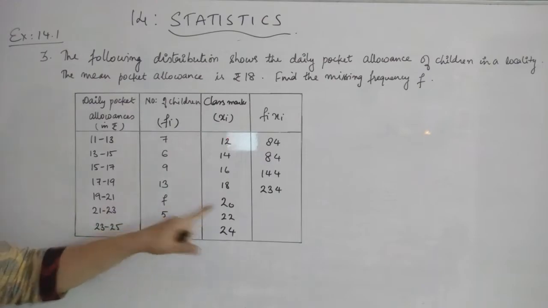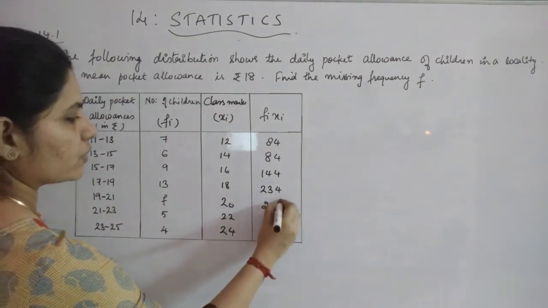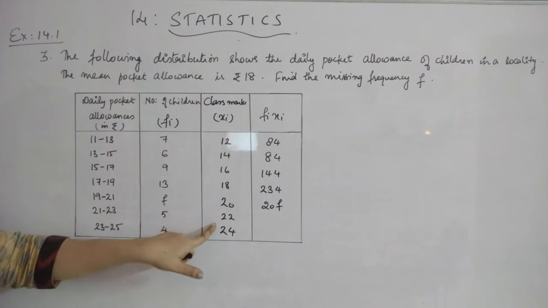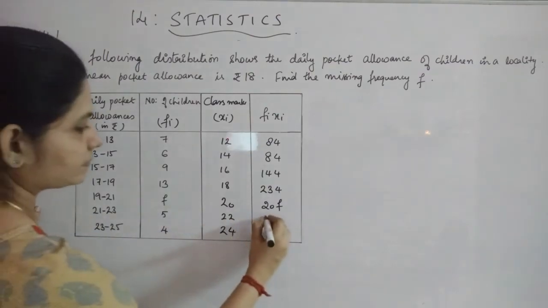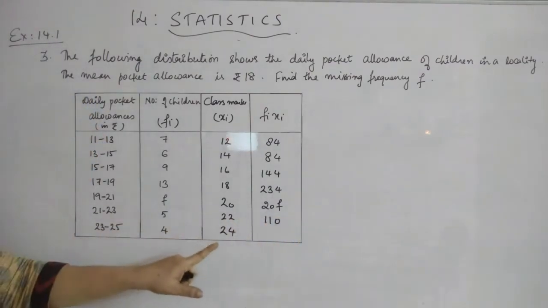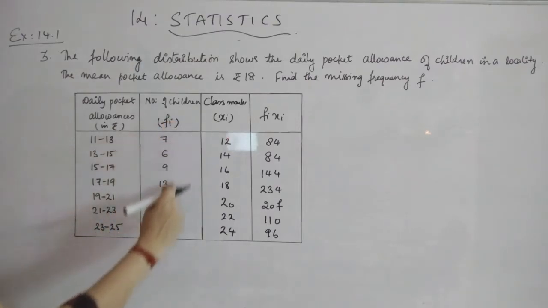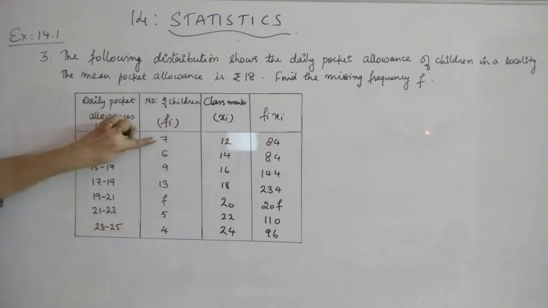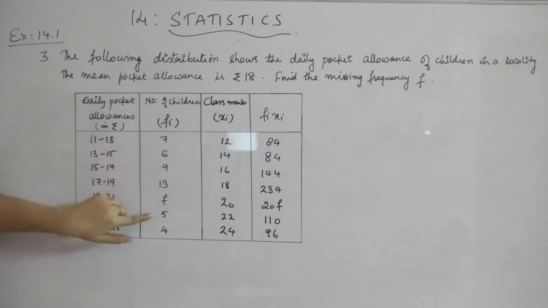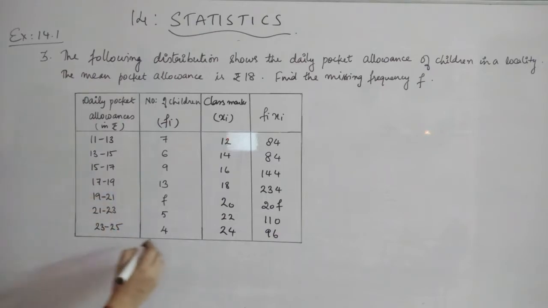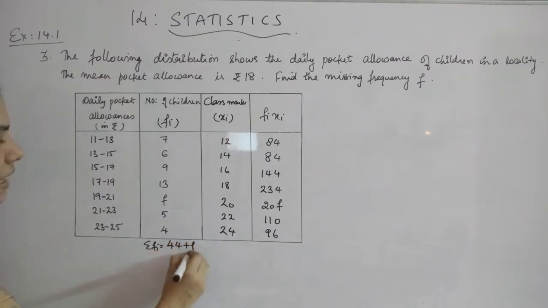Then f into 20 will be written as 20f only. Okay, 5 into 22 will give you 110, and 4 into 24 will give you 96. Now we have to find out the sum of these frequencies. That means 7 plus 6 plus 9 plus 13 plus 5 plus 4 will be 44, and plus f, that f will be as such. So the sigma fi will be 44 plus f.